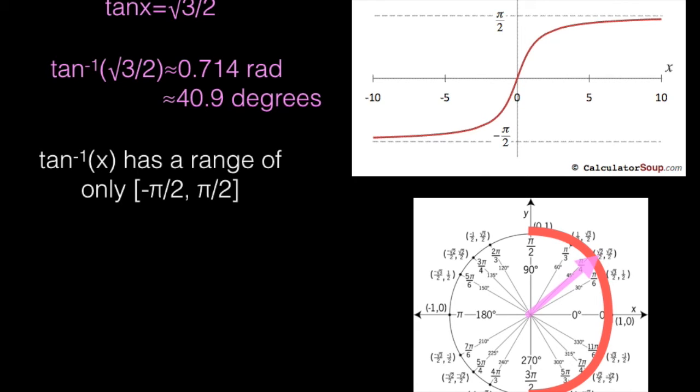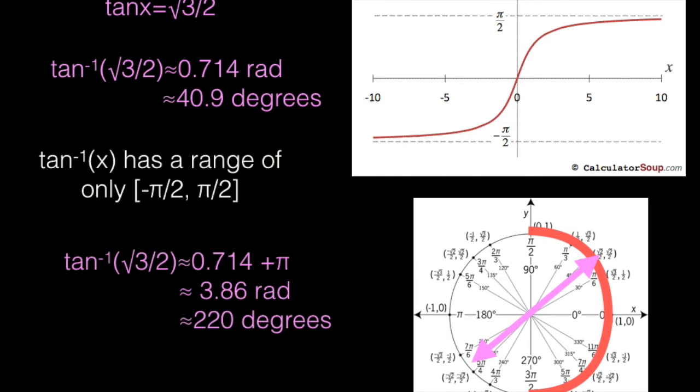So you have to add pi to your original value that you get when you use your calculator and find the inverse tan of root 3 over 2. If you do that, you do 0.714 plus pi, which is roughly 3.86 radians or 220 degrees. Now if you look at the unit circle, it appears in the first quadrant and in the third quadrant. So as a result, your solution is x is equal to 0.714 plus 2k pi, or x is equal to 3.86 plus 2k pi.